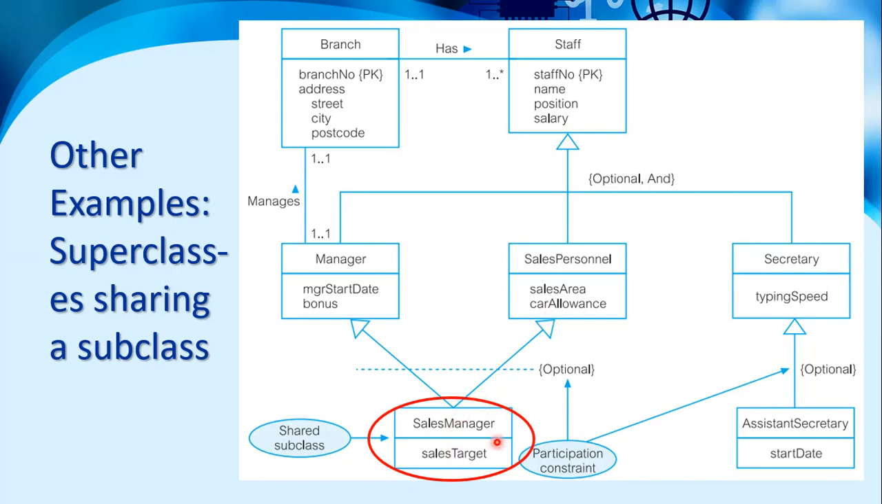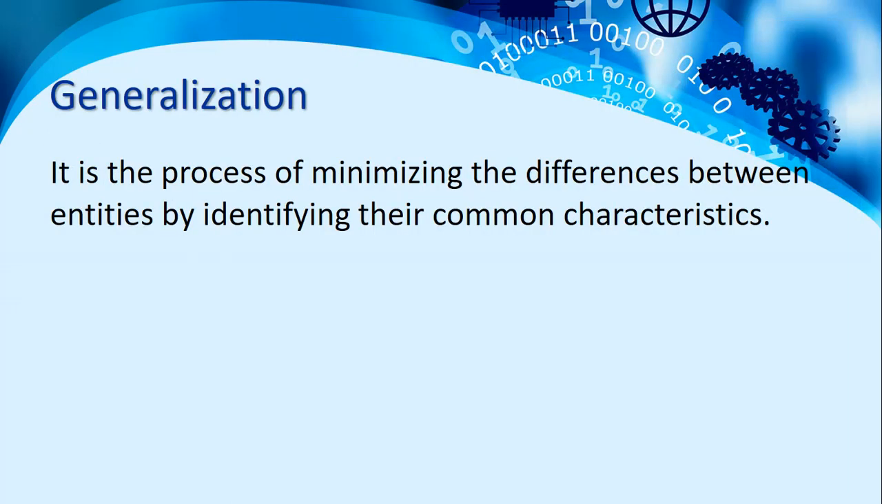So yeah, it's possible that you can have an entity that inherits. Later we'll talk about inheritance. This entity, sales manager, inherits both the attributes of the manager and the salesperson. So you could say that this sales manager has a total of 1, 2, 3, 4, 5 attributes. Okay, so we have here what we call generalization.